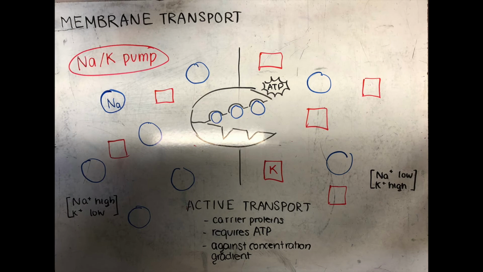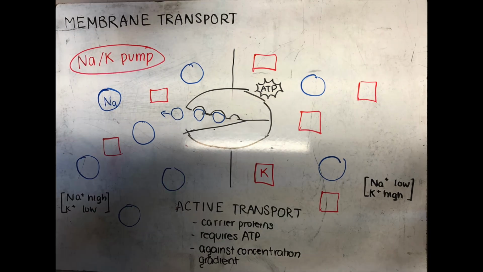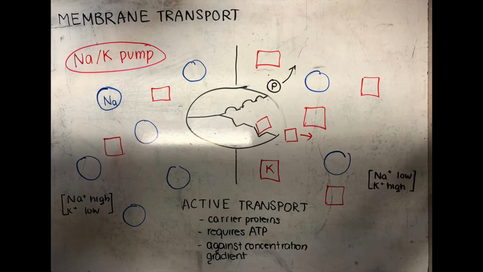In order to move sodium and potassium ions across the membrane, an enzyme called sodium-potassium ATPase and the hydrolysis of ATP for energy are used. The pump is able to change shape in order to move either sodium or potassium ions as needed.